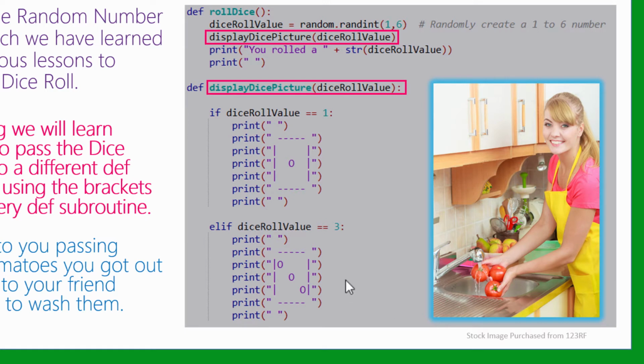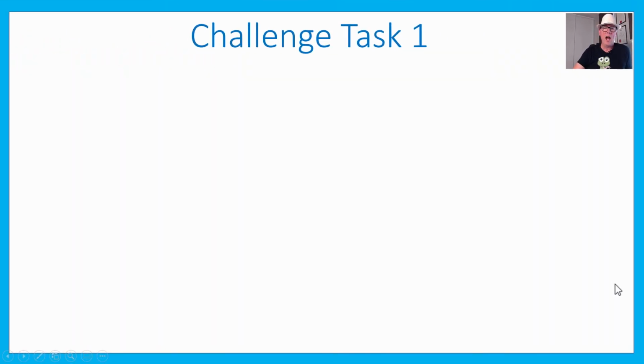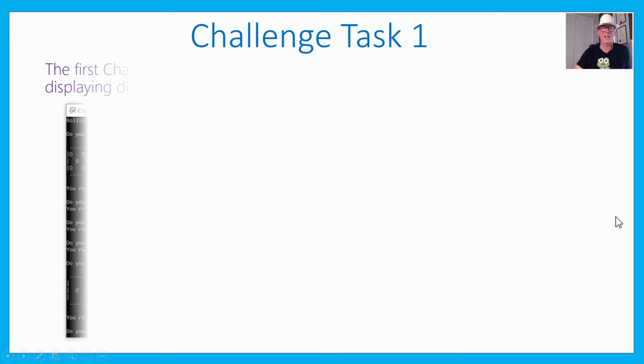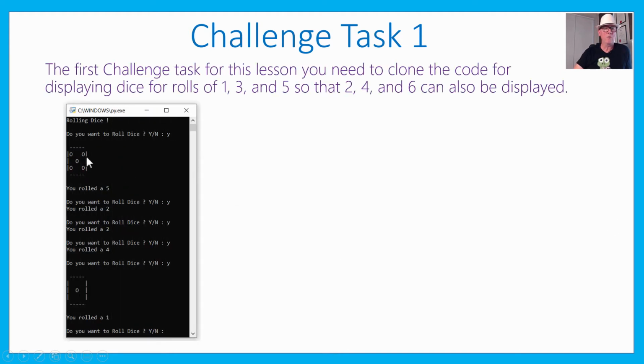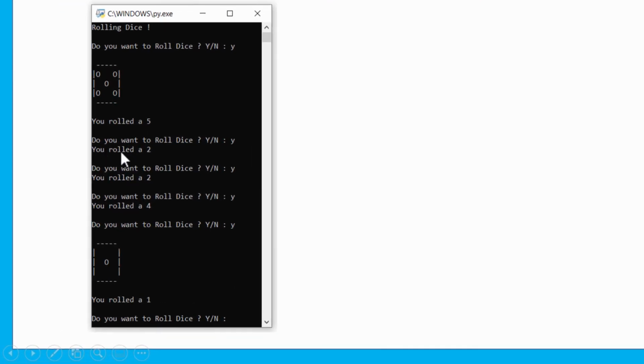Okay, so one kind of task is passing it along to another type of task, and that's what we're looking at there. Now, there will be, I think, 3 challenge tasks for this lesson. So the first one is we'll show you how to display a 5 and a 1 and a 3 when they come up, just using these keyboard characters, but we're not going to do 2, 4, and 6.